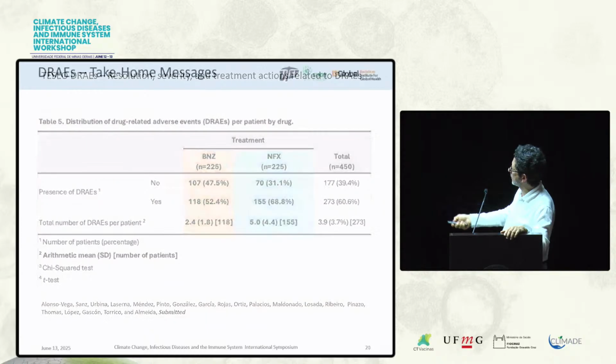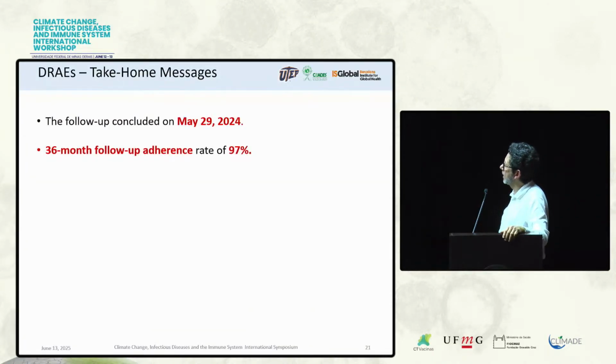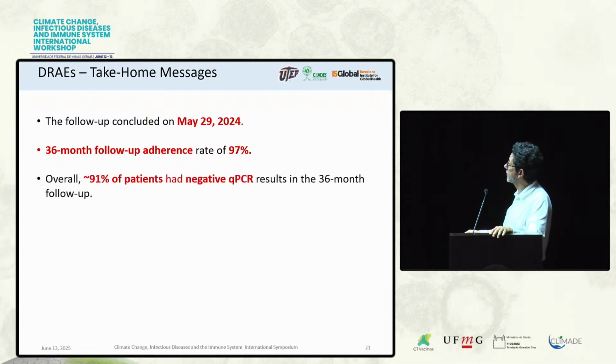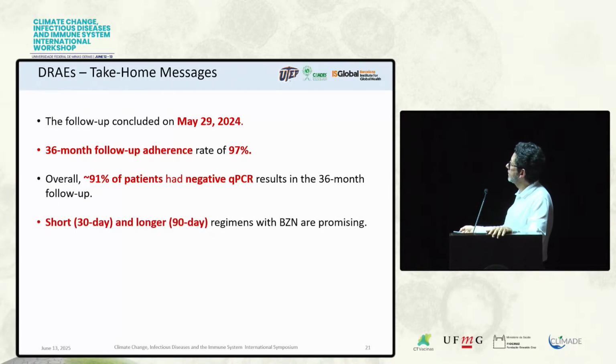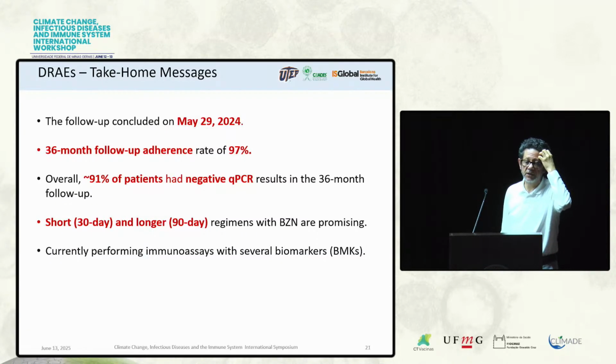So the take-home message: the follow-up concluded on May 29, 2024, and we had a 36-month follow-up adherence rate of 97%, and also the adherence to the treatment was 86%, which is pretty good. Overall, 91% had negative qPCR. We don't know the groups because it's still blind for us. The short and longer benznidazole regimens, 90 days, are very promising, but we don't have the qPCR data.